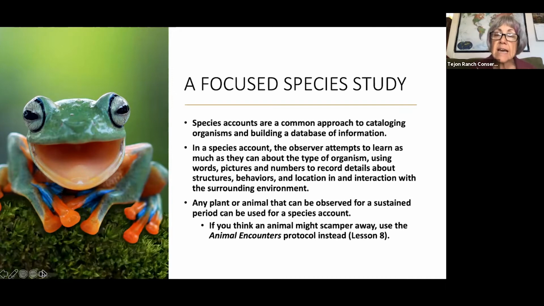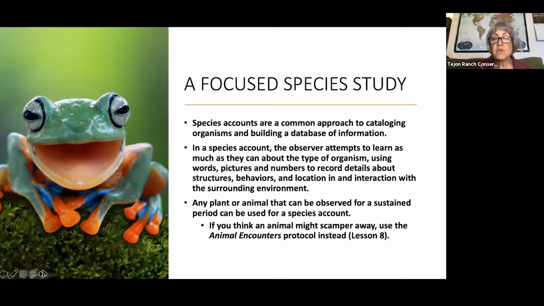A species account is a common approach to cataloging organisms and building a database of information for scientists. In a species account, the observer attempts to learn as much as they can about that type of organism using words, pictures, and numbers to record the details about the structures, the functions, the behaviors, the location, and the interaction with the surrounding environment.